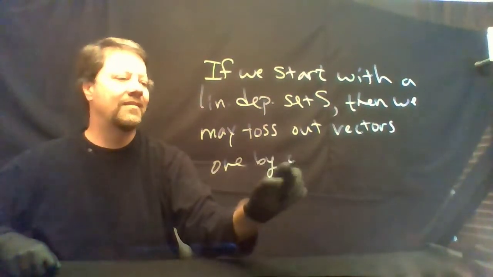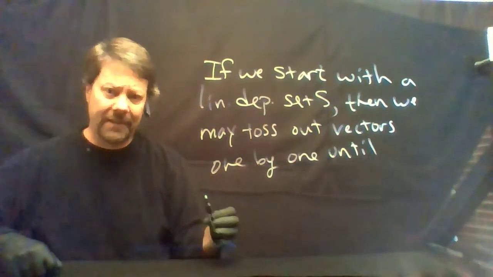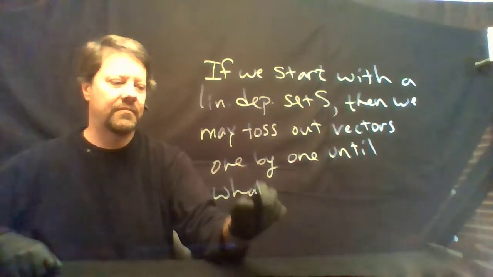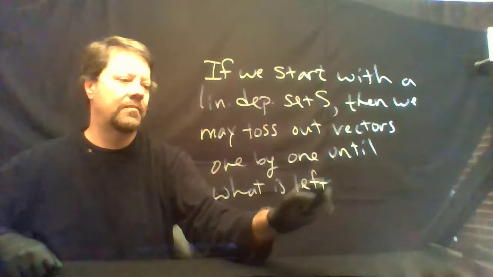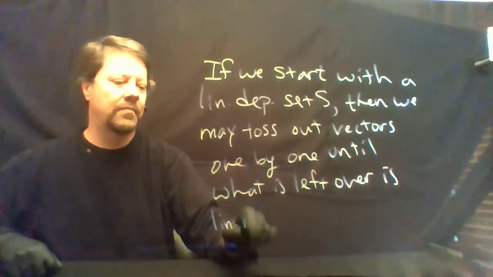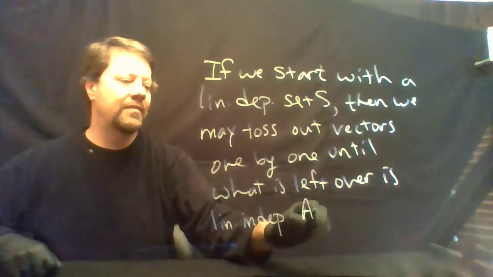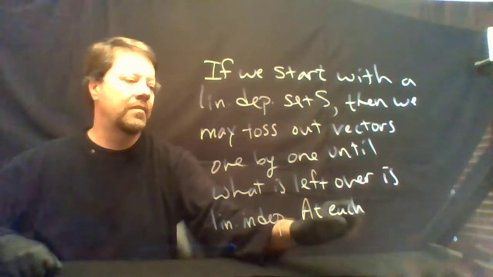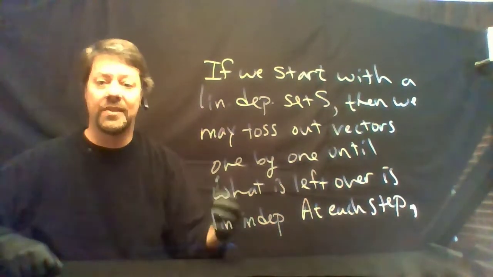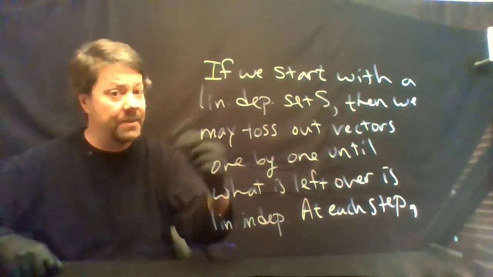One by one, until what is left over is linearly independent. At each step, what is left over will span the same space. Will have the same span, in other words.